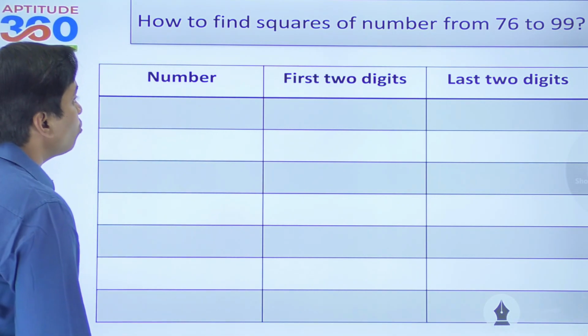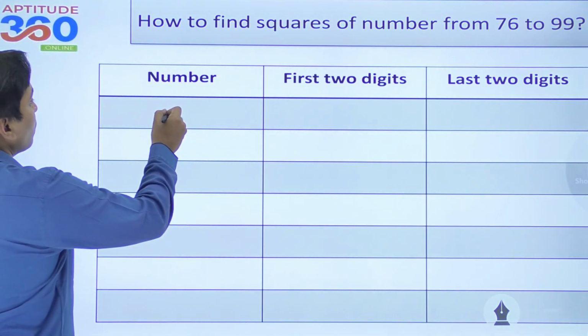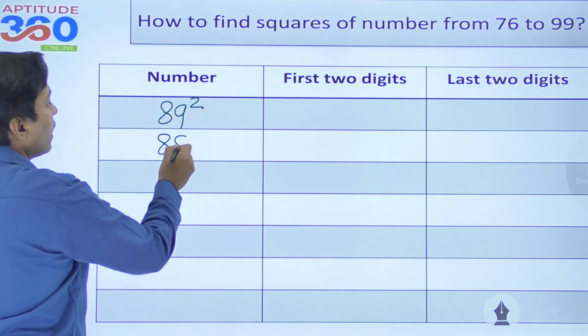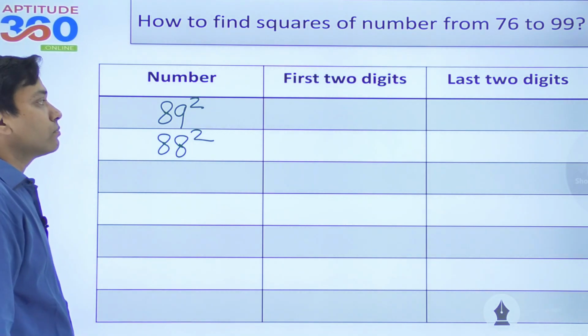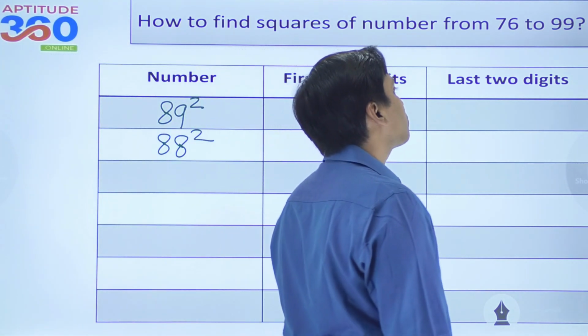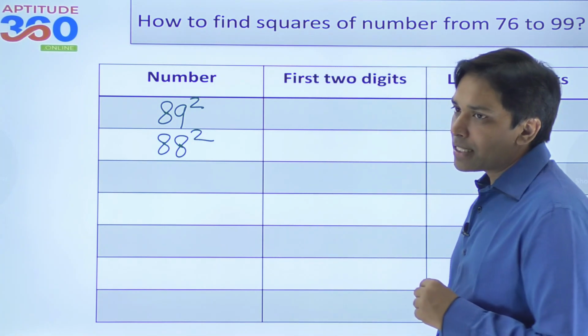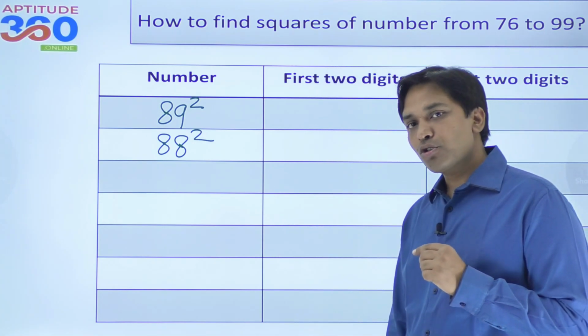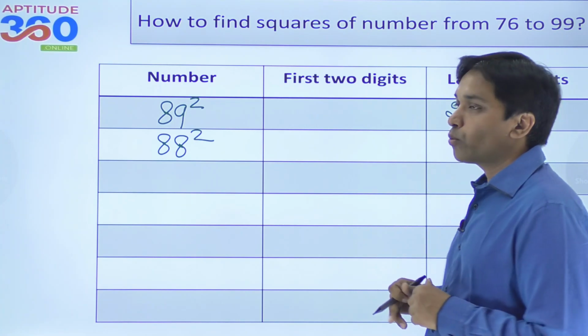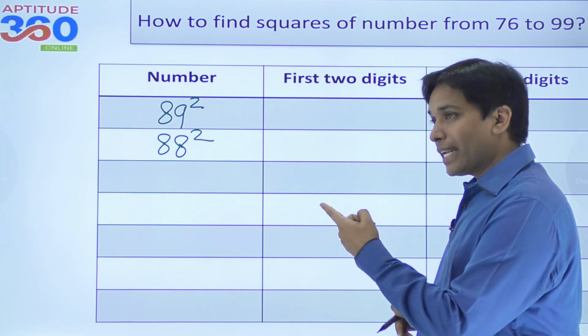I am going to do this for you. I am going to do 89 square for you and then 88 square. The rest you will find out. If you are finding out 89 square, 89 is how much less than 100? It is 11. What is 11 square? 121. So 1 will go ahead as a carry forward.